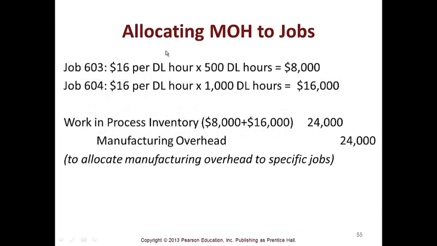So now let's talk about allocating the manufacturing overhead to jobs. So you had your $16 per direct labor hour times your 500 direct labor hours was $8,000, and then you had another job. So you had 2 jobs. Those are actually taken out of the manufacturing overhead and allocated to the work in process for specific jobs. Okay, so now you're doing a specific job allocation.